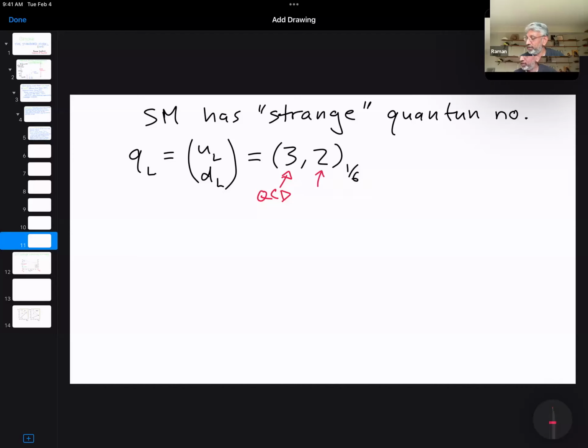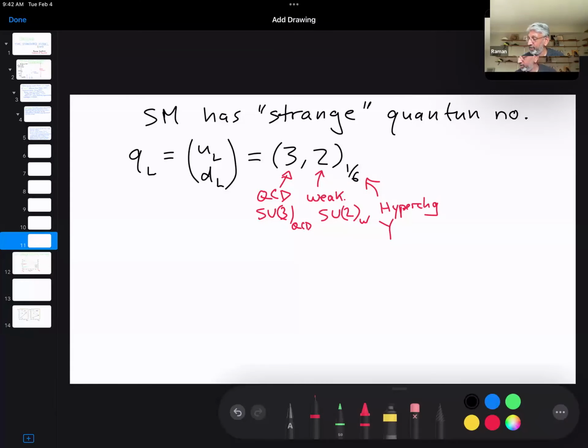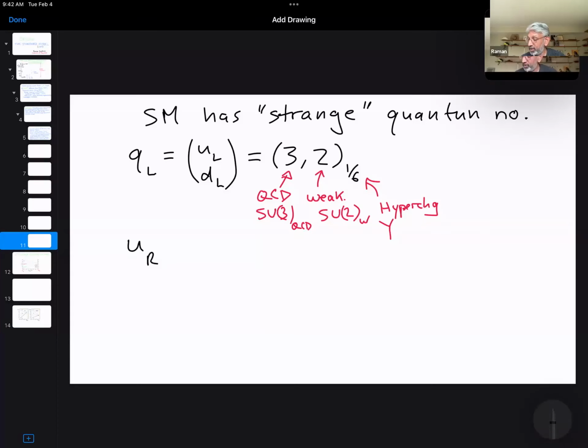And this is what's called weak isospin. And so under the SU3 gauge group, it's a triplet. Under the SU2 weak gauge group, this is a doublet. And this is its hypercharge, which is usually just written as Y. Okay, so that's the notation. And so there's that thing. Then let's quickly scribble down the rest. So we can write, U right is a 3, it's a weak singlet, and it has its hypercharge. And D right similarly has hypercharge minus a third.